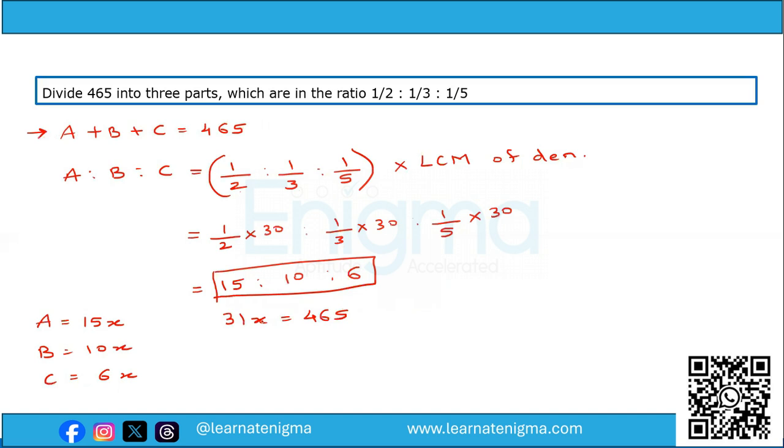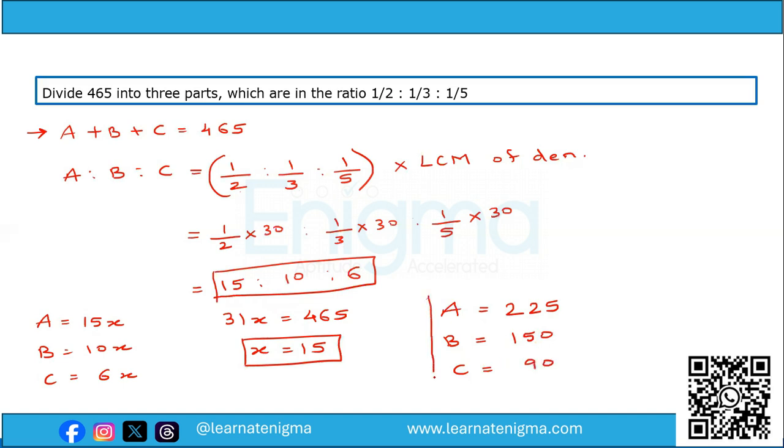Now, therefore, x is equal to 465 divided by 31. So, therefore, x comes out to be 15. Now, if we substitute the value of x in the values of A, B, and C, we'll get A is equal to 15 into 15, that is 225. B is equal to 15 into 10, that is 150. And C is 15 into 6, that is 90. So these are the three parts of 465.